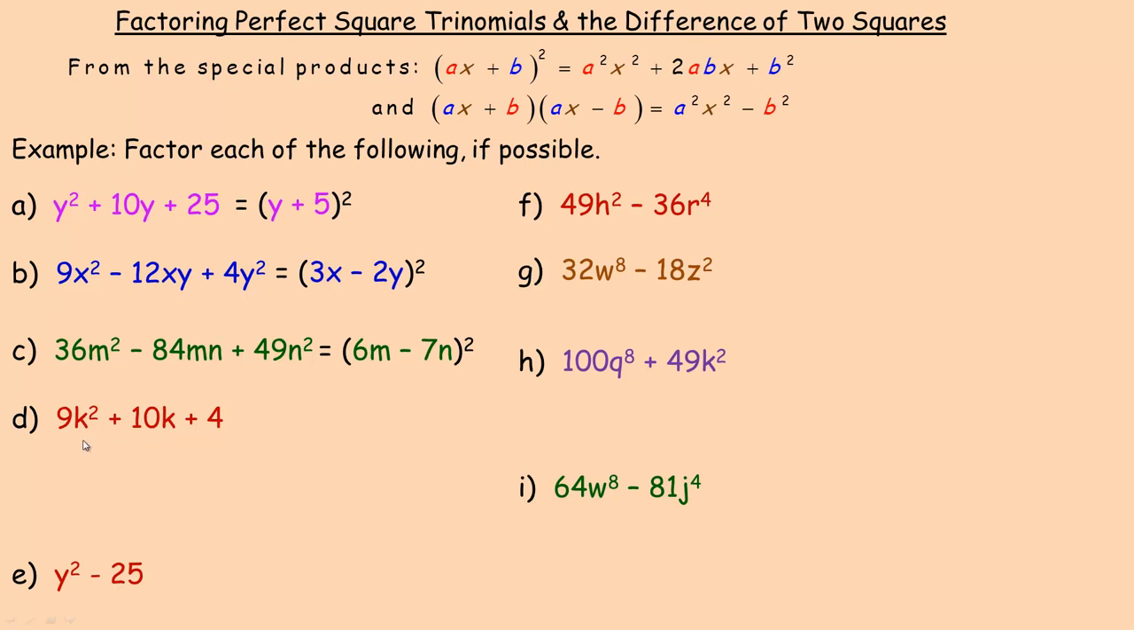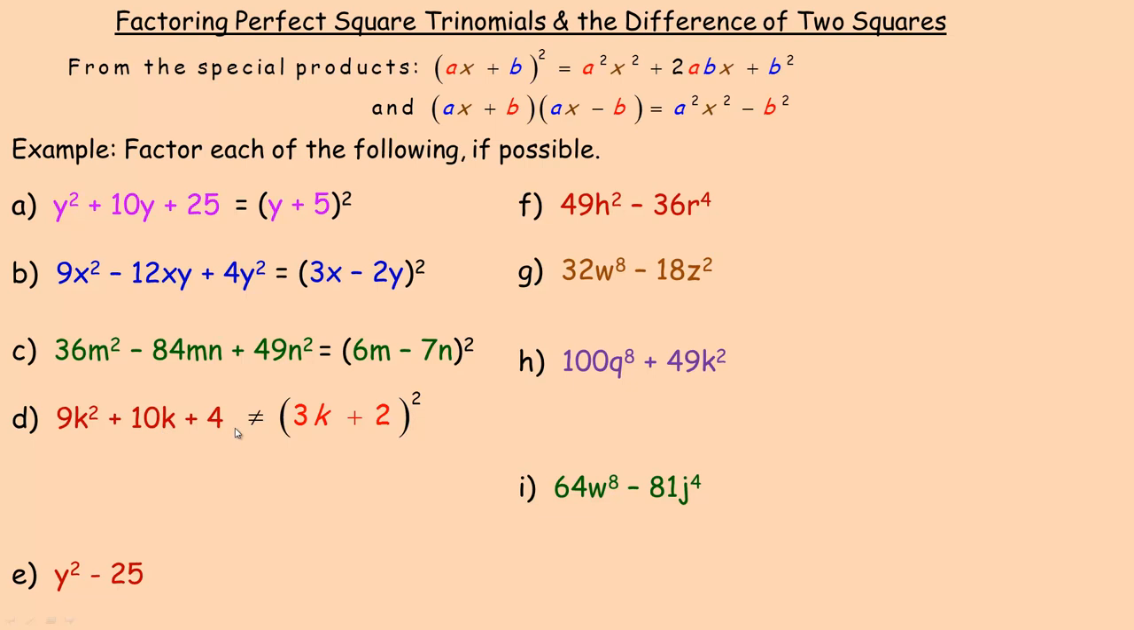Actually, it isn't a perfect square. You might think it is because it starts with a perfect square. The 9k squared is a perfect square, and it ends in a perfect square, the 4. So we might think, well, it should be 3k plus 2 squared, because if I square 3k, I get this. If I square 2, I get 4. But if we go and check the middle term, if we multiply this together, you get 6k. And then if you take that and multiply it by 2, we don't get 10k. That should be 12k if it was a perfect square. So that's why I've got this not equal sign here.